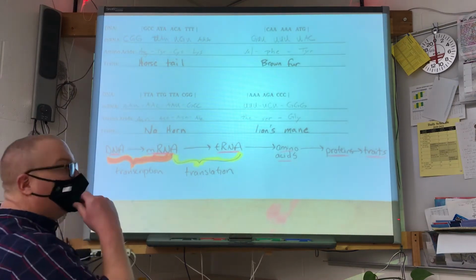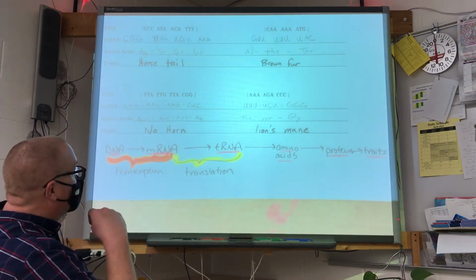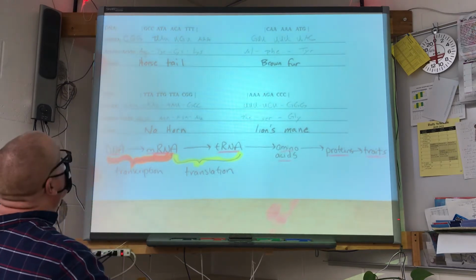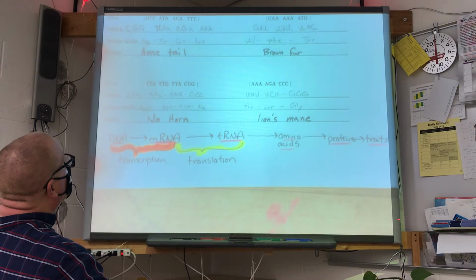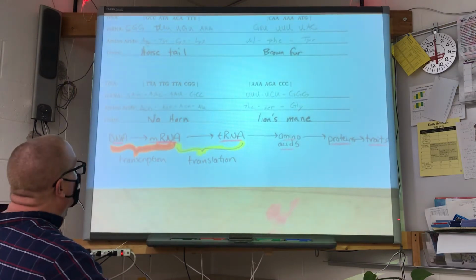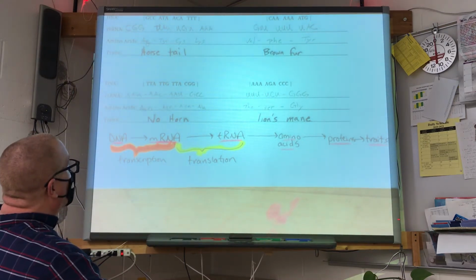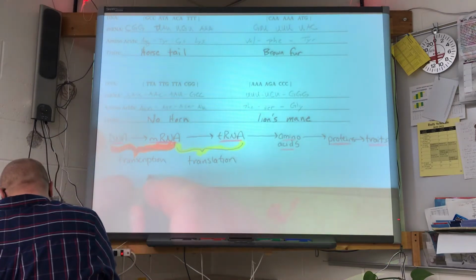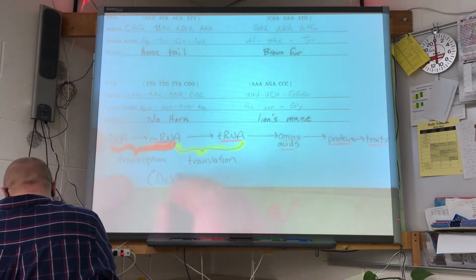Now this is all the in-between pieces. A more general summary would be DNA to RNA to proteins to traits. We talked about how amino acids are like the words of a sentence, and amino acids are part of a protein. Okay, so that's the idea.